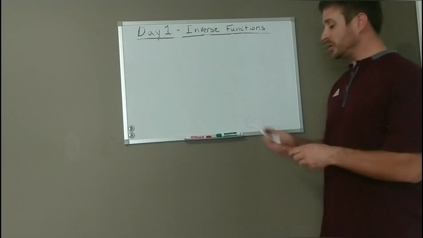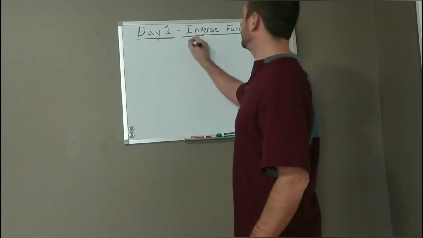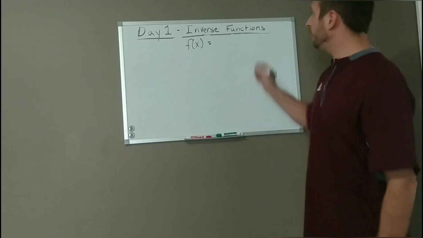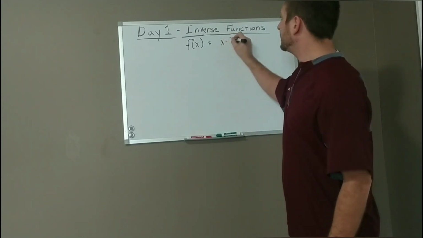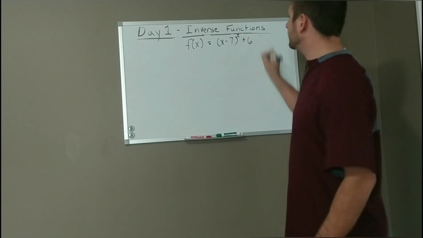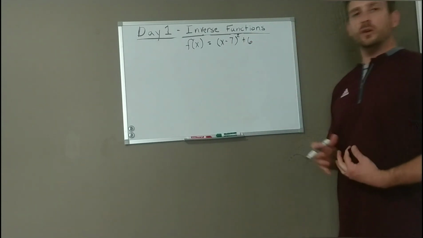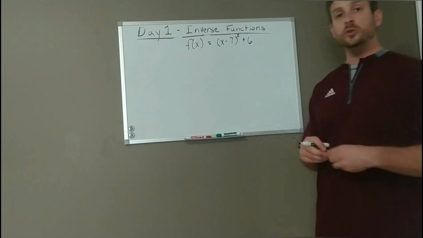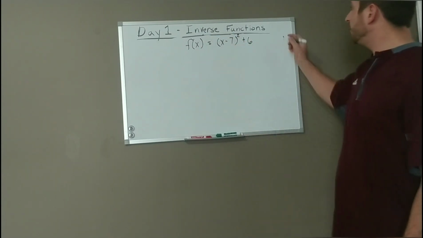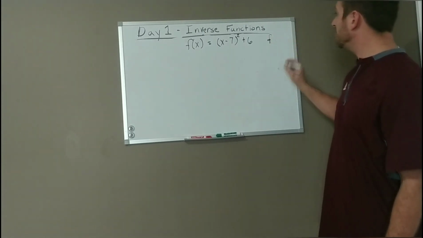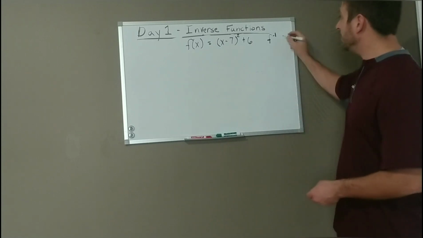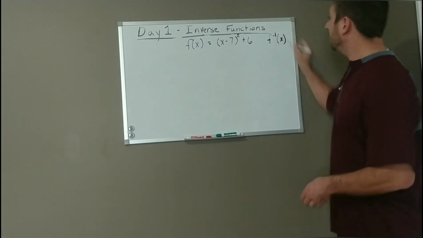When we find inverses, what we're trying to do is undo things that have already been done. So if we have a function, f of x, and that function is equal to (x minus 7) quantity squared plus 6, we are going to try to undo to x everything that this function is doing. When we find the inverse, we're going to use inverse function notation. So this is not a -1 power. This indicates the inverse. f inverse of x.